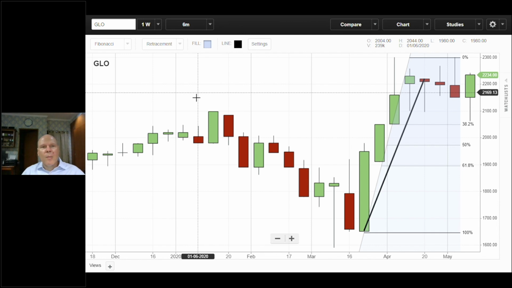It can help you make an assessment as to where next support levels can be, or in a downtrend, where the maximum rally points can be. And that can prove to be very timely for you to be able to take advantage of your entries and exits as well.